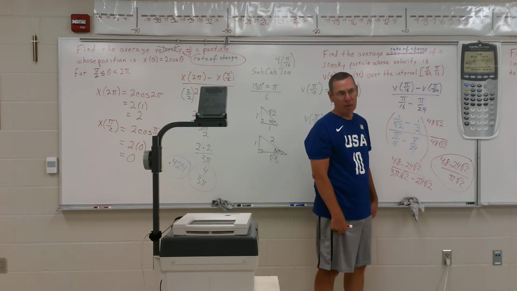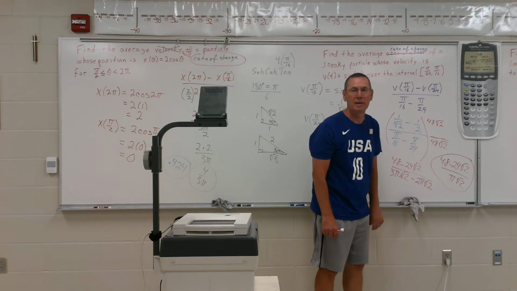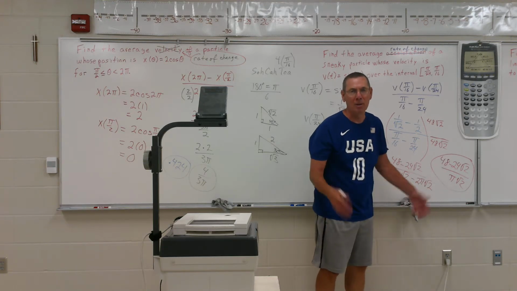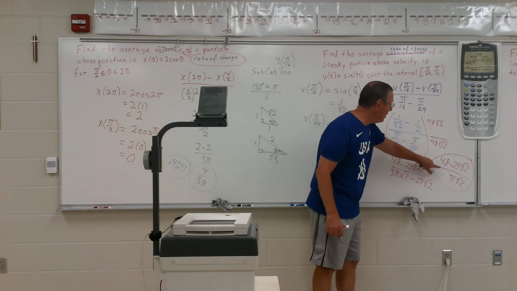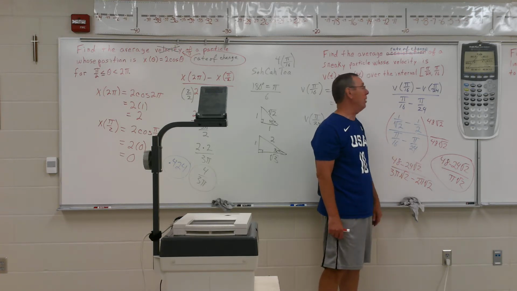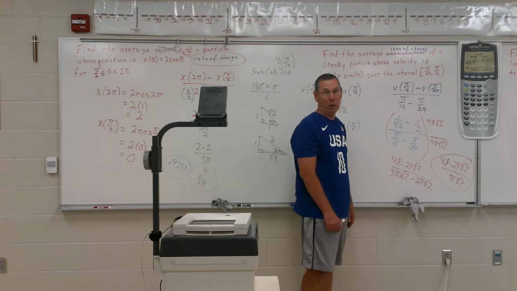In pre-calc and Algebra 2, we always said you can't leave a square root in the denominator. Well, we were fibbing a little bit. In calculus, it's okay to leave it down there. Okay, but that would be the average acceleration for that sneaky particle from pi over 24 to pi over 16.